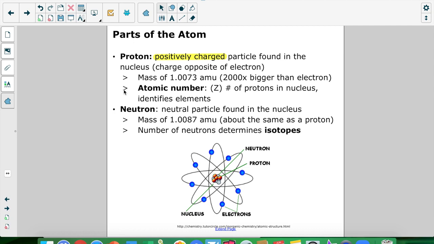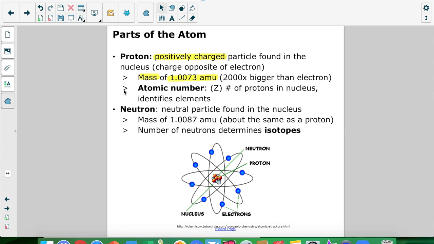The mass of a proton, so how much it weighs informally, would be 1.0073 AMUs. AMU is just a unit, atomic mass unit. Now, what does this mean? This means that it's 2,000 times bigger in terms of mass than the electron.